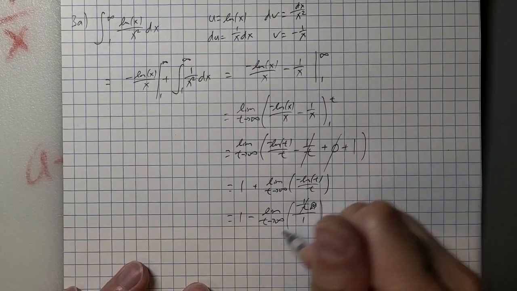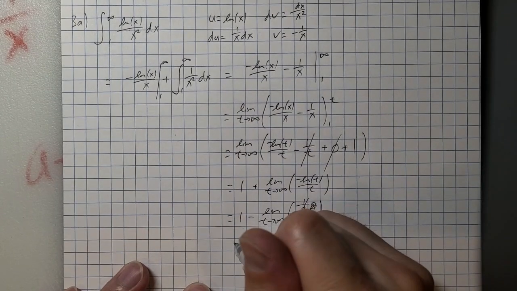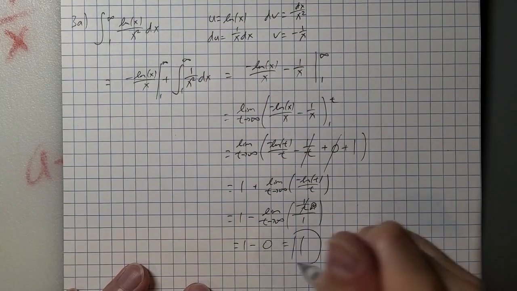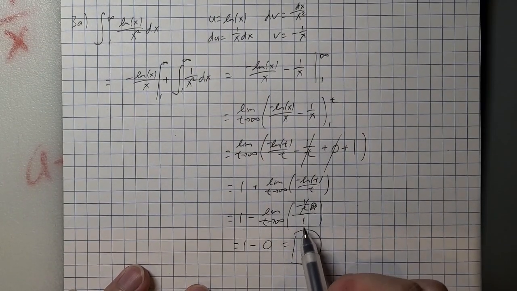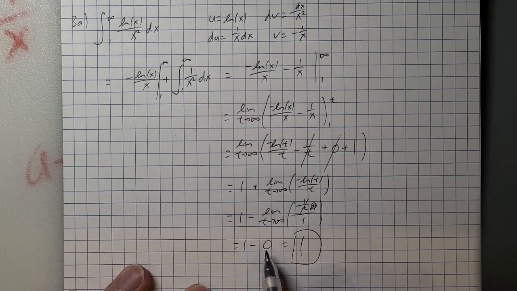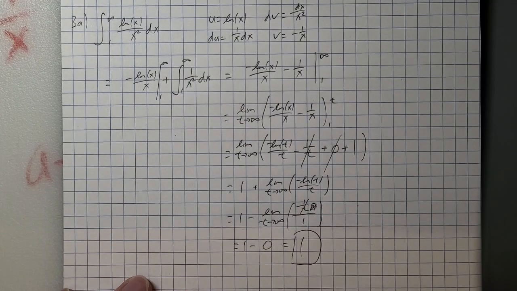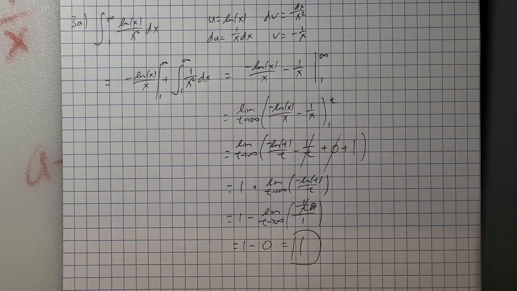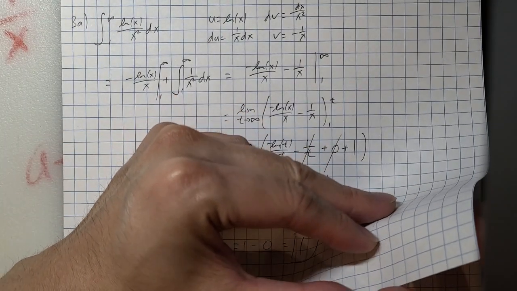Let me not cross that out. So it should be 1 over t. It'll be equal to 1 minus 0, which is 1. Sorry about that, bad notation. So the limit as t goes to infinity of 1 over t is 0, so 0 over 1 is 0. So 1 minus 0 is 1. So this integral converges to 1. Okay? Let's do the next improper integral.